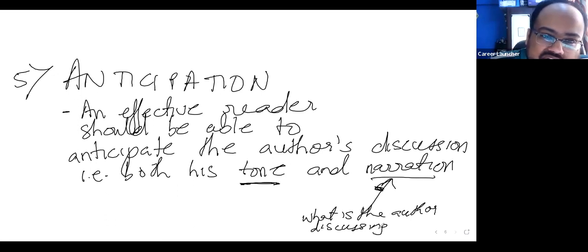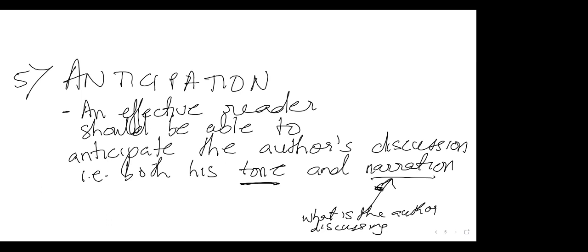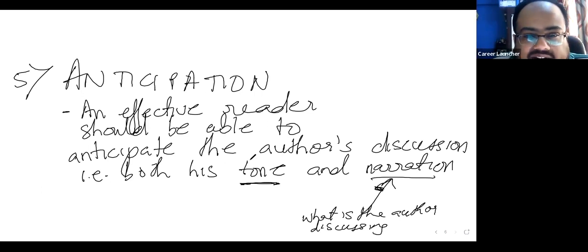So if you have read the first 2 lines of a paragraph or 3 lines of a paragraph, you should be able to anticipate what comes next. So to a certain extent, anticipation should happen. Please make a note here. Anticipation. This is a very important concept, right?